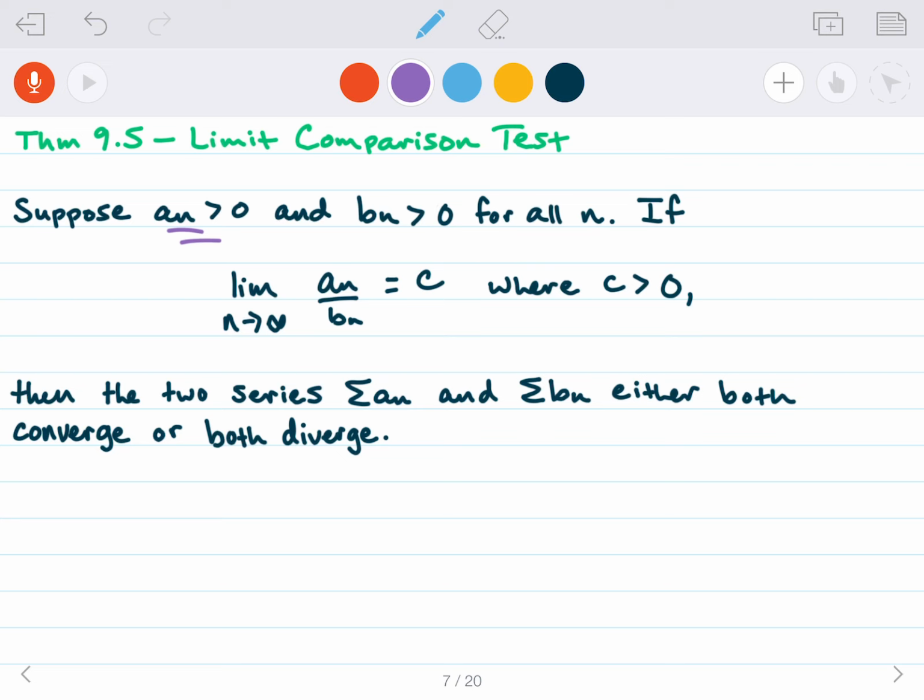But here's the test. If the terms in your series are strictly bigger than zero for all terms, then we can use this other comparison test where we take the limit as n goes to infinity of the sequence a sub n over the sequence b sub n. If we get a limit c, where c is positive, then the two series either both converge or both diverge. So if we're comparing two series and we know for sure that one of them diverges, then from this test we can say, okay, well, the other one diverges as well. So let's do some examples with this.